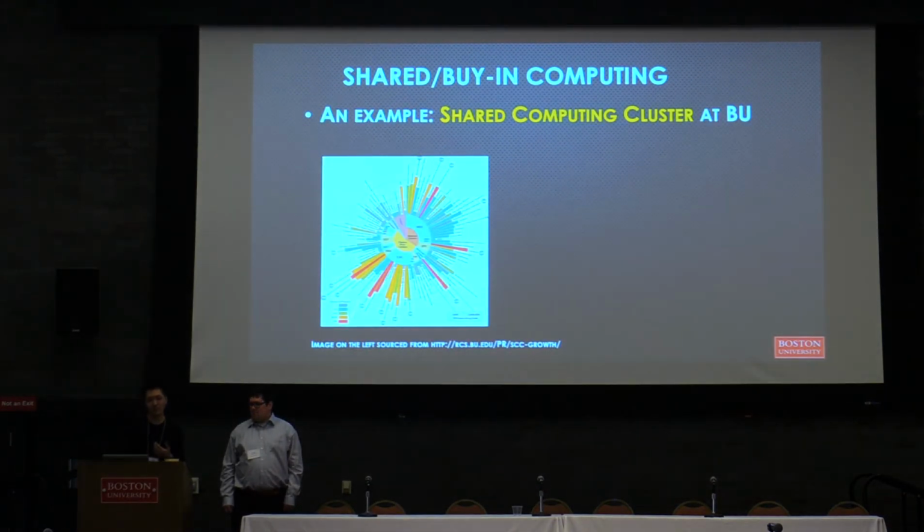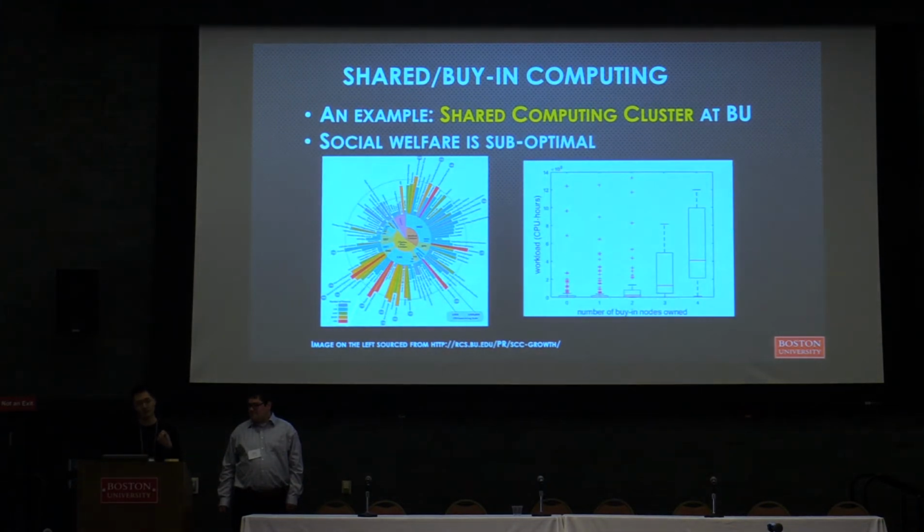A typical example of this shared computing system is the Shared Computing Cluster at BU, which is located at MGH-PCC. From this figure on the left, you can see how the SCC is widely used by the BU community. And the data from SCC shows that this kind of sharing did enhance the utilization of the system. However, it is still not socially optimal.